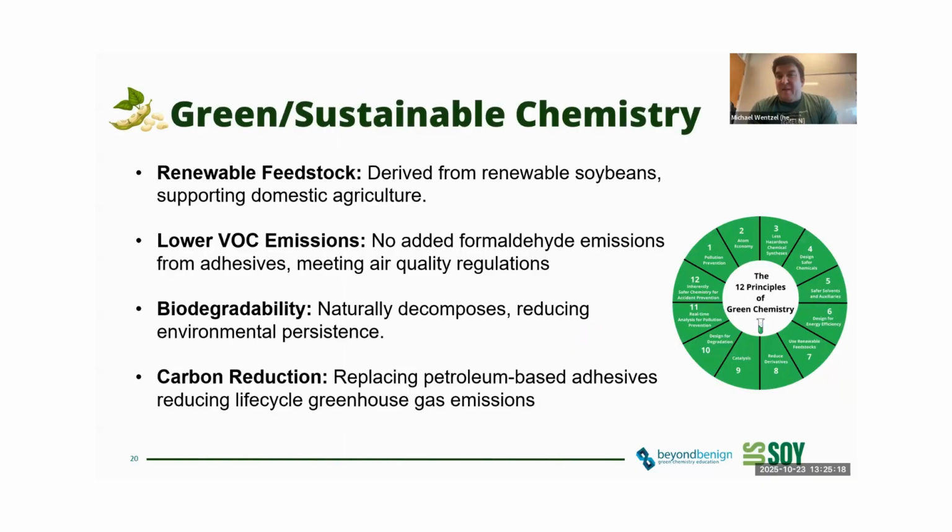So, to sum things up, in these case studies, we also want to bring it back home to grounding it within the principles of green chemistry and highlighting where those things are being shown. So obviously renewable feedstock, supporting agriculture. Lower volatile organic emissions, now the formaldehyde, for the people actually manufacturing these things. Biodegradable, it naturally decomposes, soybean flour, soybean proteins. And then carbon reduction, reducing the greenhouse gases as well. So it's a nice way to anchor these things back into the 12 principles of green chemistry.